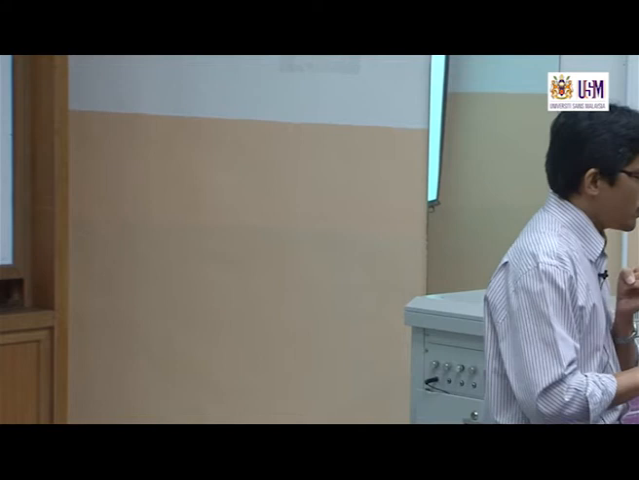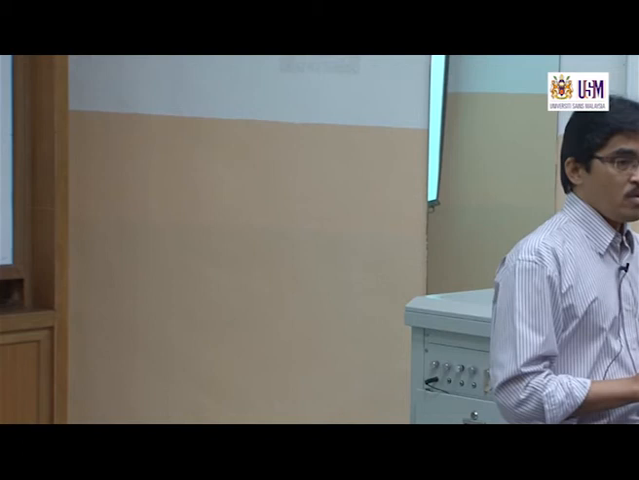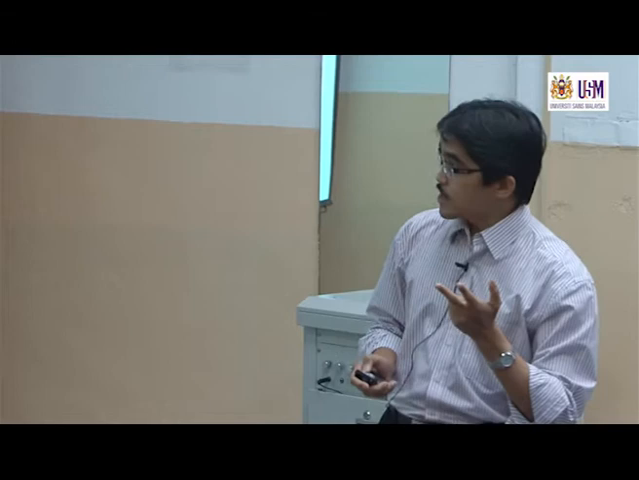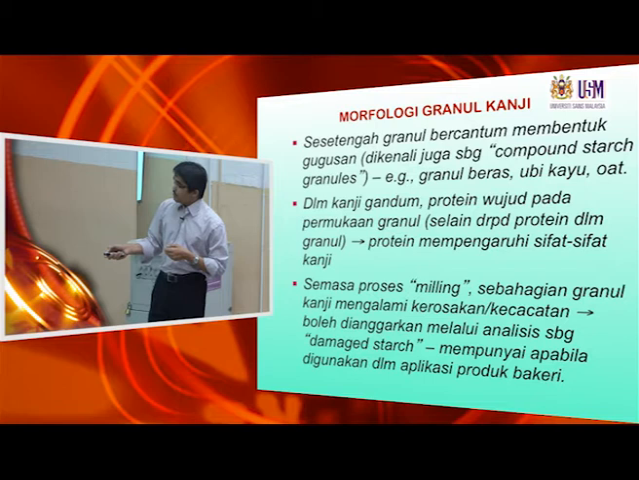when we learn about the functional properties of starch, especially gelatinization, very important, and retrogradation as well, there are many factors that will affect these two properties, gelatinization and retrogradation. The ratio of amylose and amylopectin, the size of the granule, the swelling property of the granule, the presence of other minor components, protein, lipid, even phosphorus, and also the amount of damaged granule.